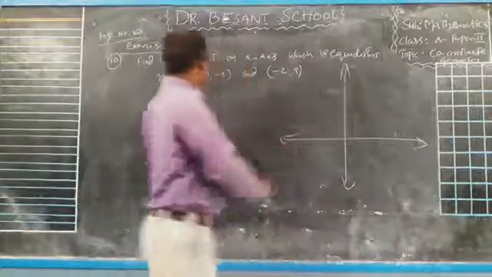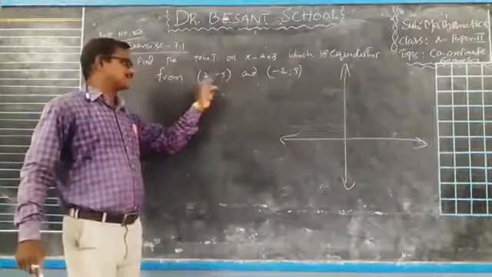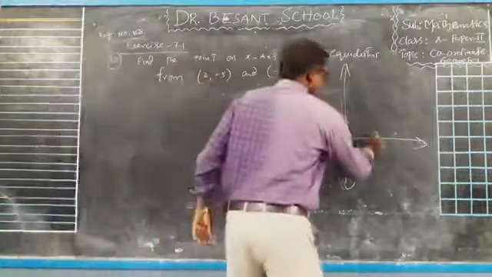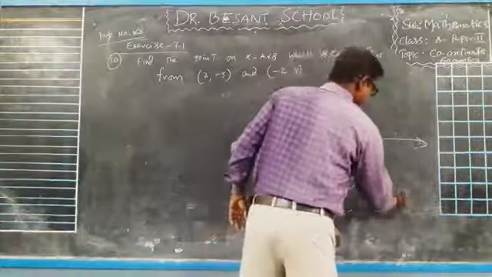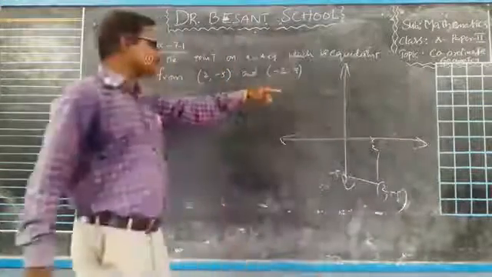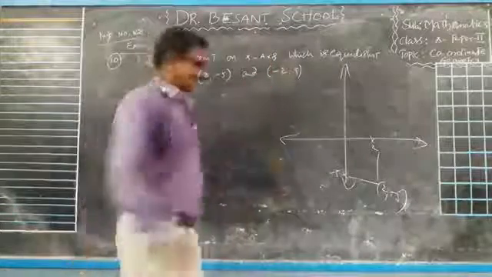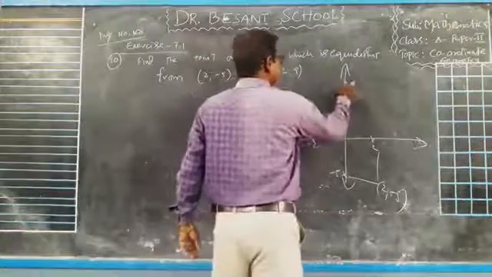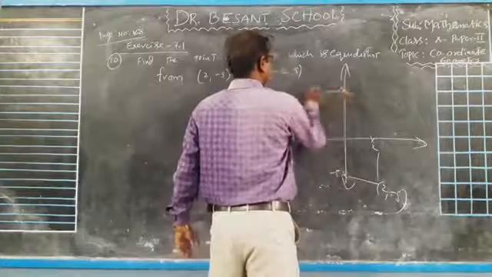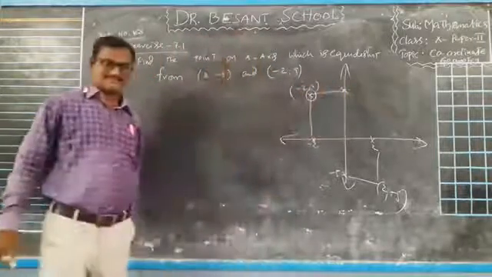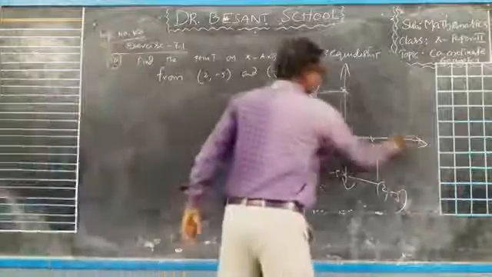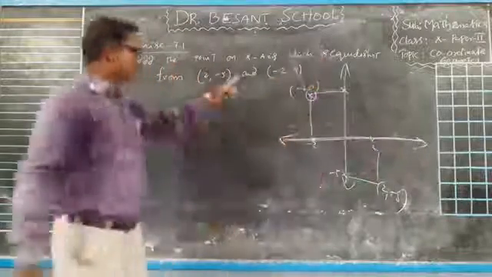Children, you see (2, -5), plus minus, belongs to fourth quadrant. Let us suppose it is 2, it is minus 5. And (-2, 9), minus plus, belongs to second quadrant. Let us suppose it is minus 2, it is 9. So what is a point on x-axis which is equidistant from these 2 points?